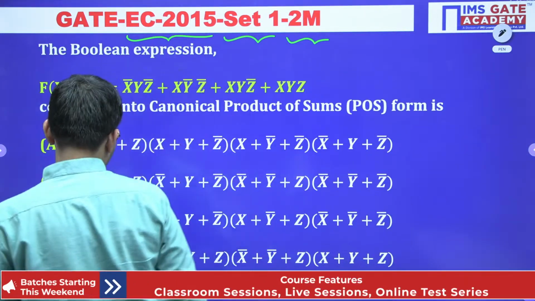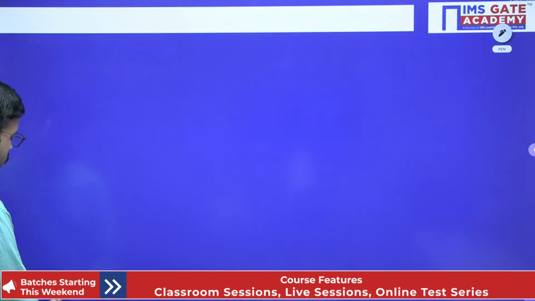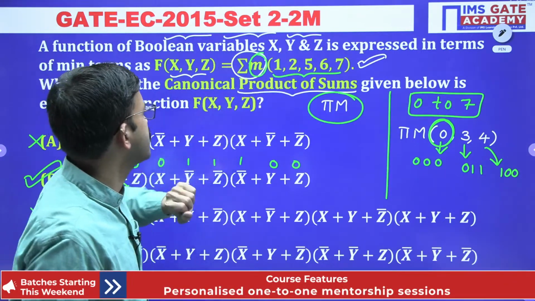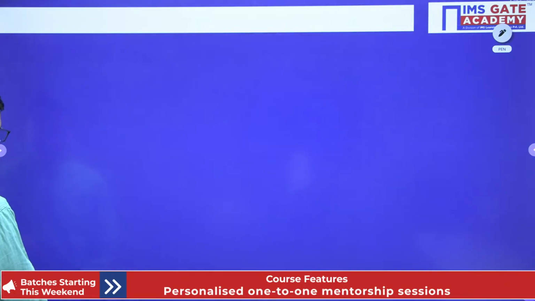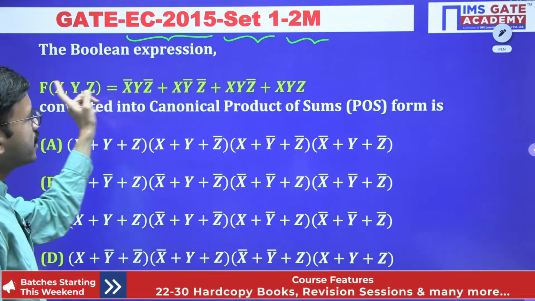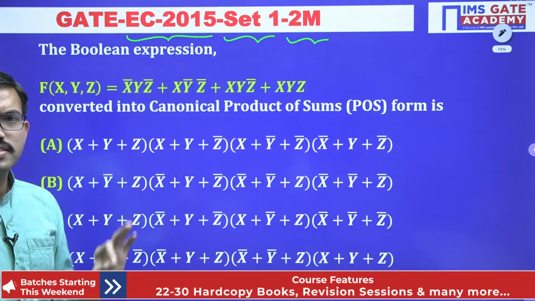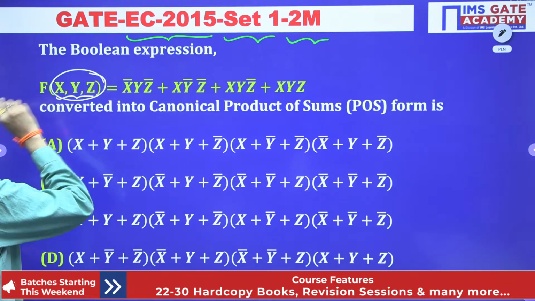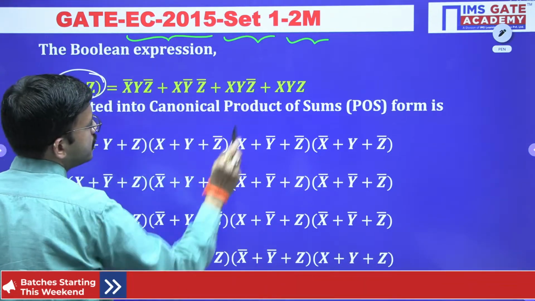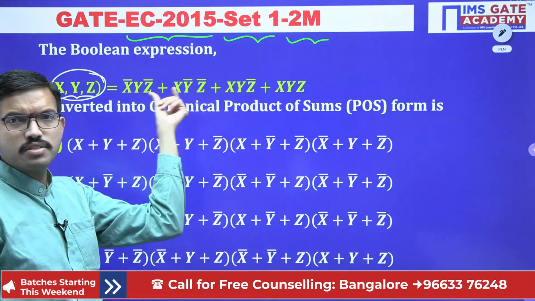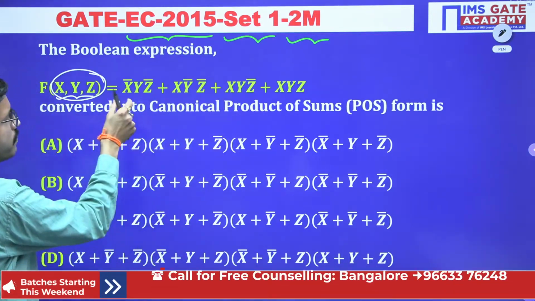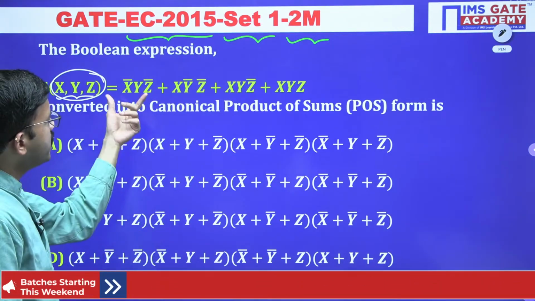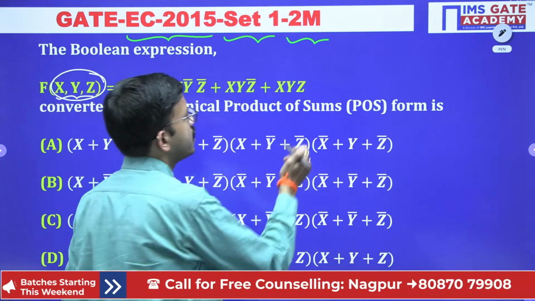See, in the previous question, if you observe the given function, it was directly mentioned in sigma m form. But here in this question, they haven't mentioned that the given function is sigma m. But you can guess how. You can observe here, it is a function of 3 variables. And in each and every product term, how many letters are you having? 3. So the condition is satisfied, and those product terms are nothing but min terms.